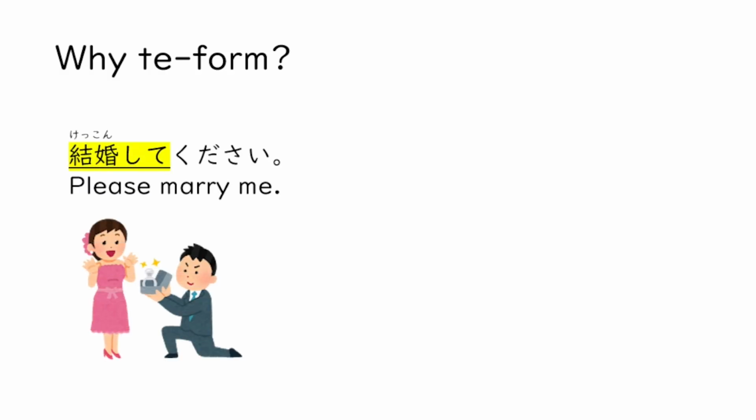So what is the te form used for? The te form can be used in a variety of ways to build sentences in Japanese. For example, 結婚してください. Please marry me. When asking someone to do something, you need to use the te form plus ください.